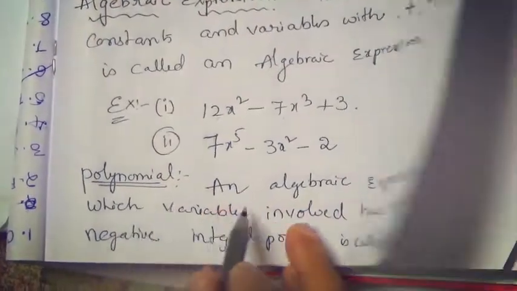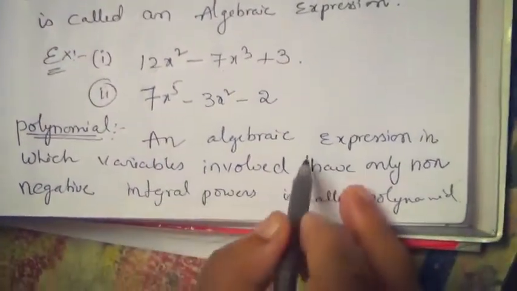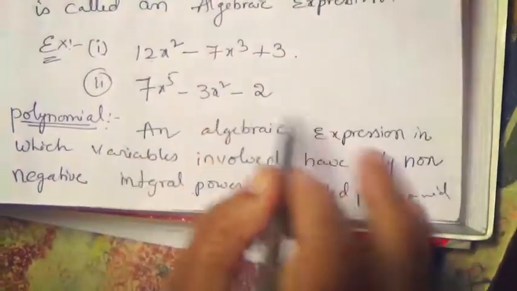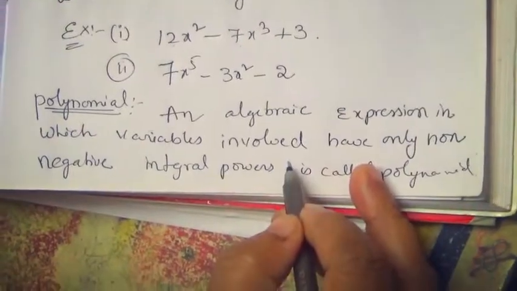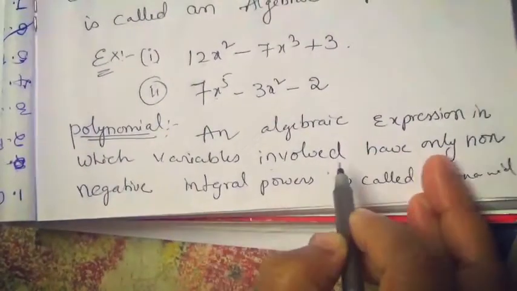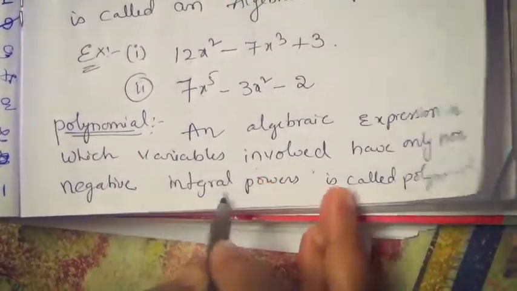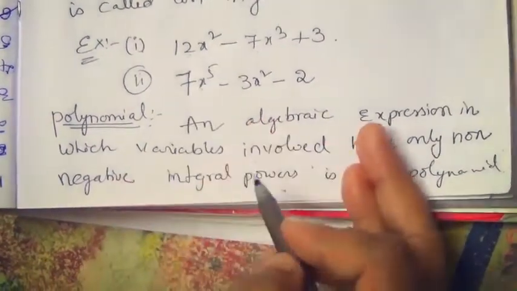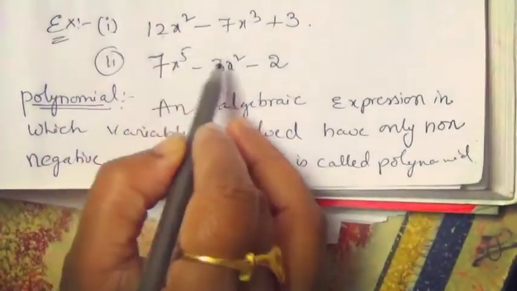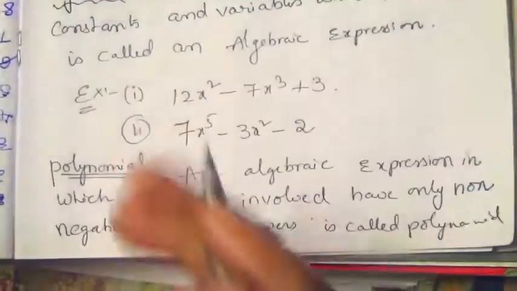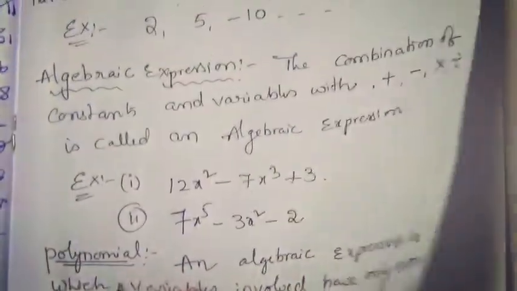Look at here, the exact definition for the polynomial. It's an algebraic expression in which the variables involved, variables meaning x, y, z, l, m, n, whatever you want you can write, have only non-negative integral powers. It should not have any negative powers. That kind of algebraic expression we call a polynomial.